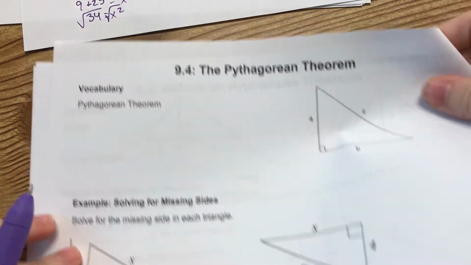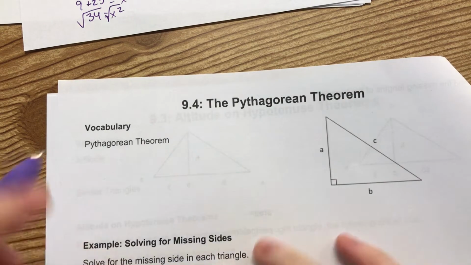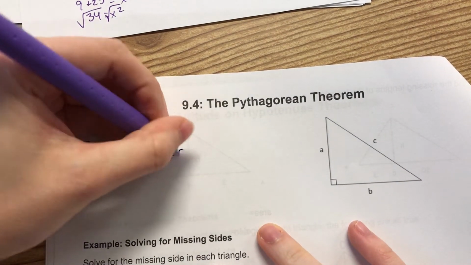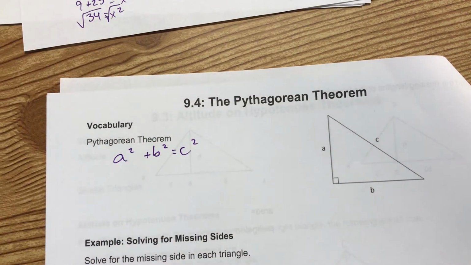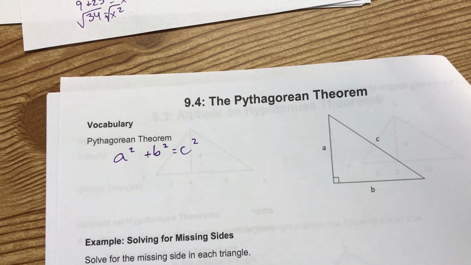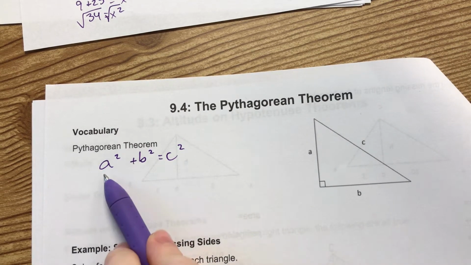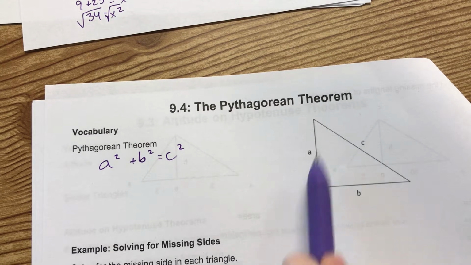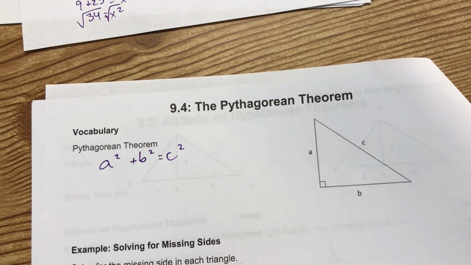So the Pythagorean Theorem, as you might remember, is a squared plus b squared equals c squared. And that is the formula that relates the sides of a right triangle. Always got to be a right triangle. And this tells us that if we square this side and we square this side and we add them together, we get the square of this side.